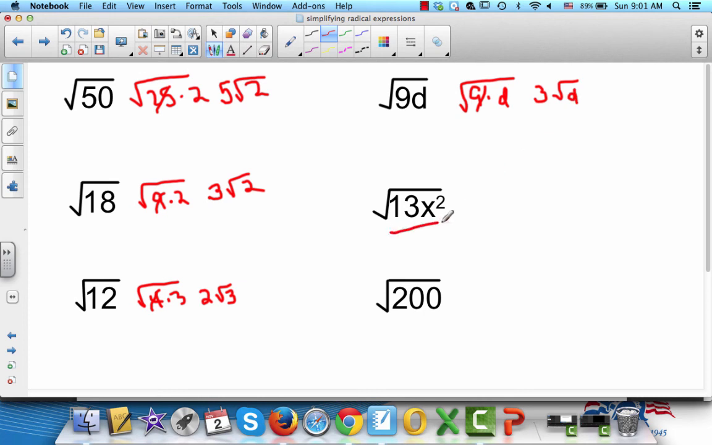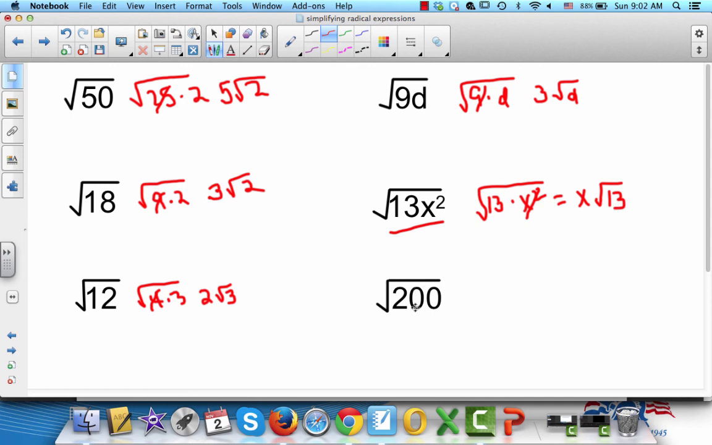How about you try this one? Okay, try this one. Pause the video and get back with me and let's see how you did. Okay, we break it down into 13 times x squared, which will give us x squared, the square root is x, and you're left with 13 on the inside.